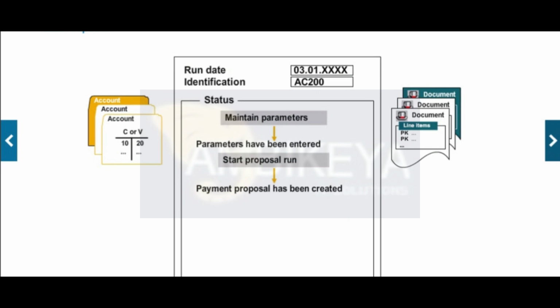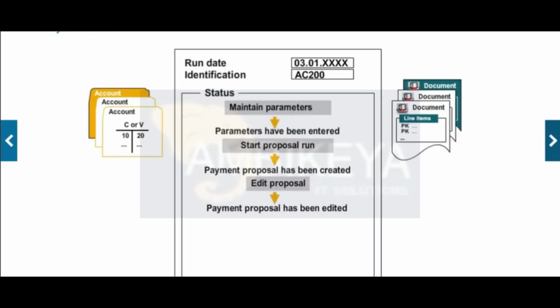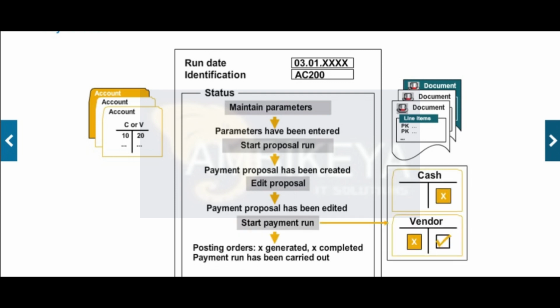Step 3 is checking and editing the payment proposal. This step can be omitted, but you are advised to check that the data is accurate before actually running the payment program. Step 4 is the payment run. During the payment run, the system does the following: posts payment documents, clears open items, prepares data for the printing of payment media.